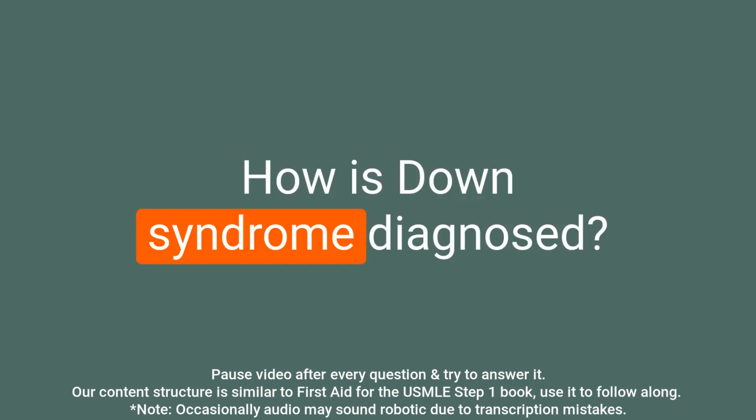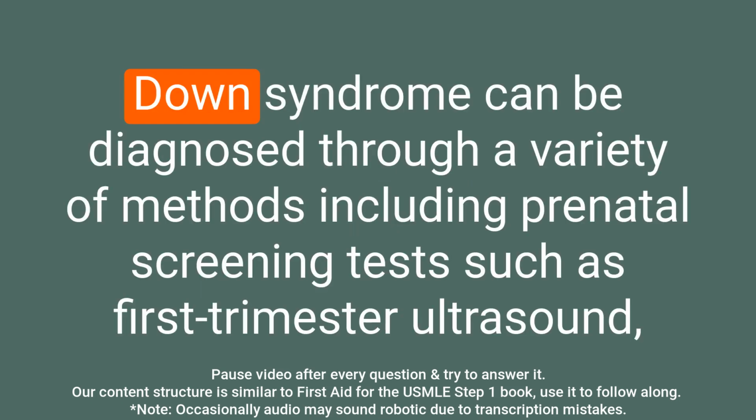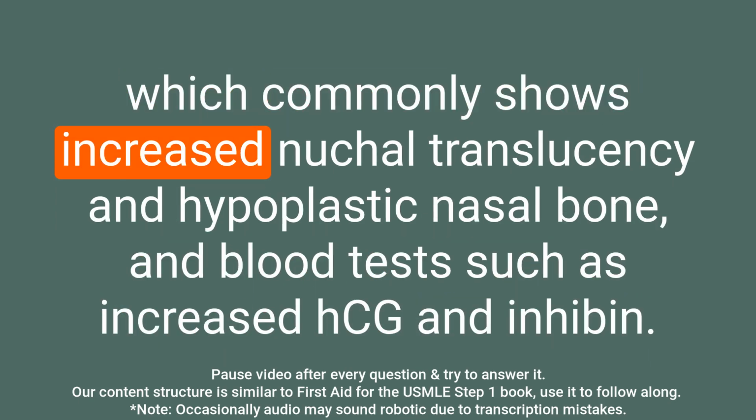Question: How is Down syndrome diagnosed? Answer: Down syndrome can be diagnosed through a variety of methods including prenatal screening tests such as first trimester ultrasound, which commonly shows increased nuchal translucency and hypoplastic nasal bone, and blood tests such as increased HCG and inhibin.